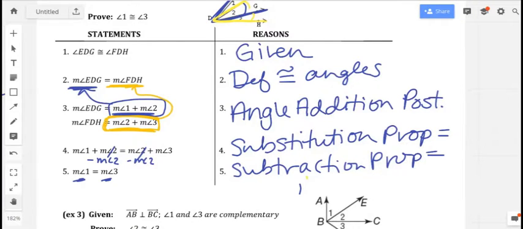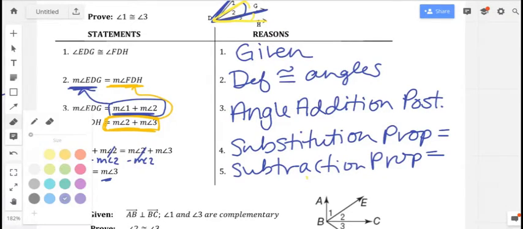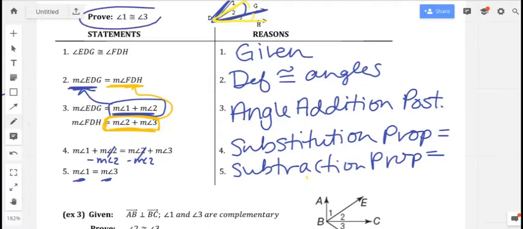Okay, this one, I actually was missing a step in the typed version of this. Notice that we're not quite done yet. It just says measure of angle 1 equals measure of angle 3, when really up in the prove, they wanted us to prove that angle 1 is congruent to angle 3. So I messed up on the typed version, but we have to add in a step 6, which matches the prove: angle 1 is congruent to angle 3.